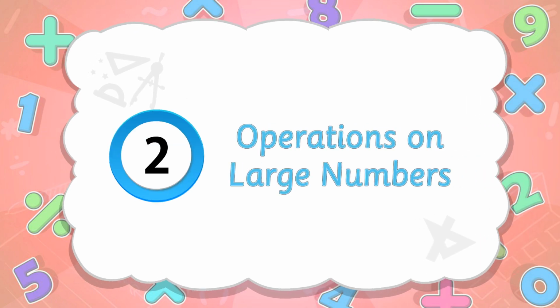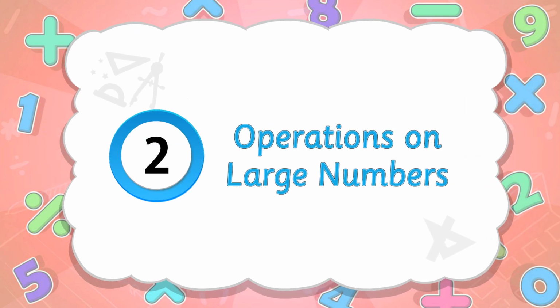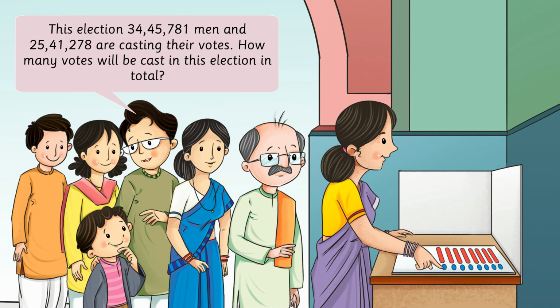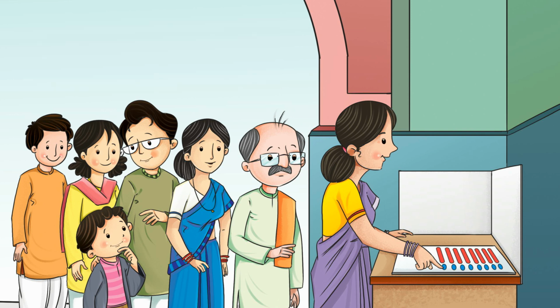Chapter 2. Operations on large numbers. In this election, 34,45,781 men and 25,41,278 women are casting their votes. How many votes will be cast in this election in total?